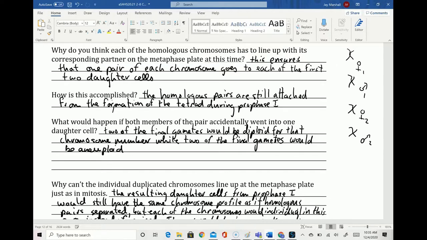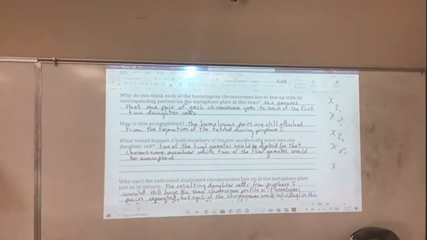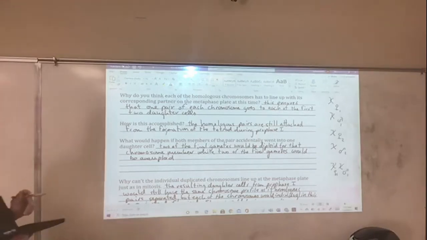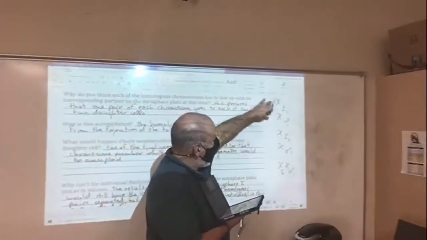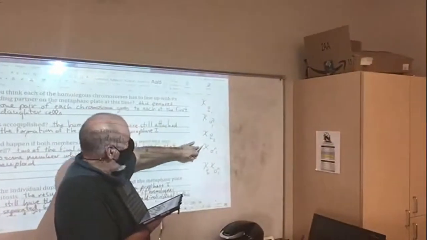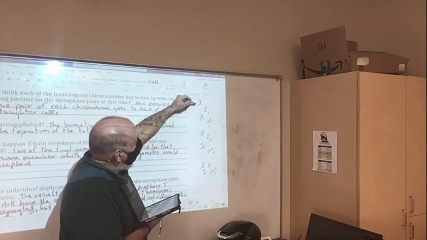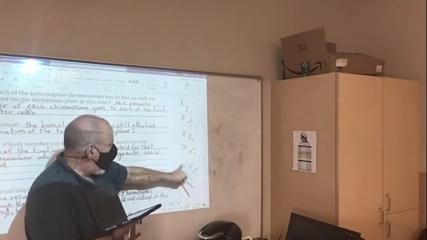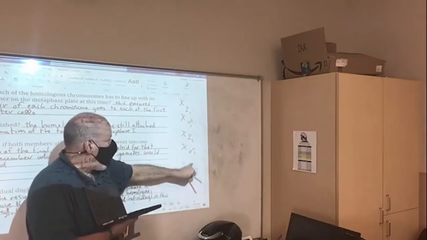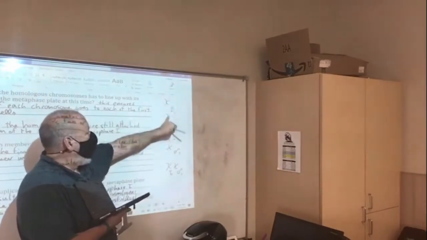Okay, now here's my question. For some reason, I think about things like this. And what I'm thinking is, well, why can't the cell do this? This is what happens in mitosis, right? The individual paired chromosomes line up on the metaphase plate, not the homologous pairs. The individual pairs line up.